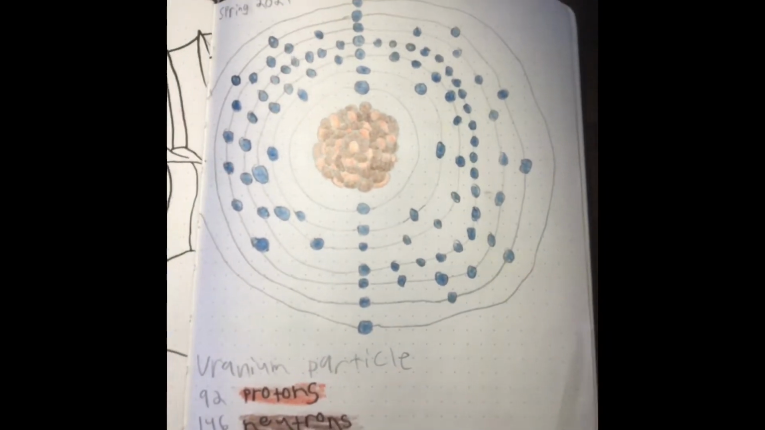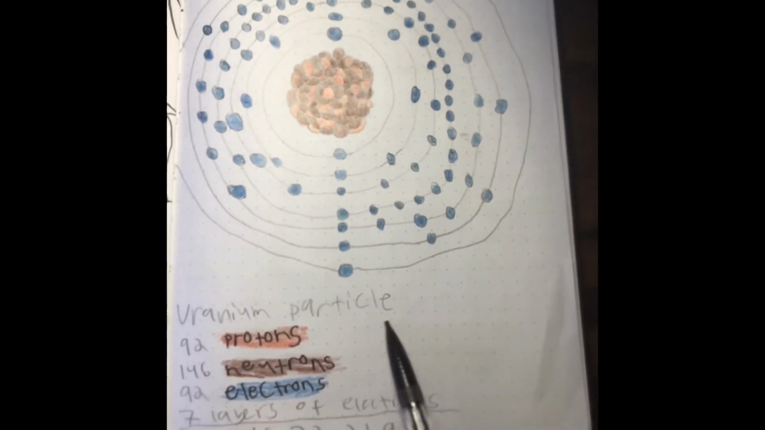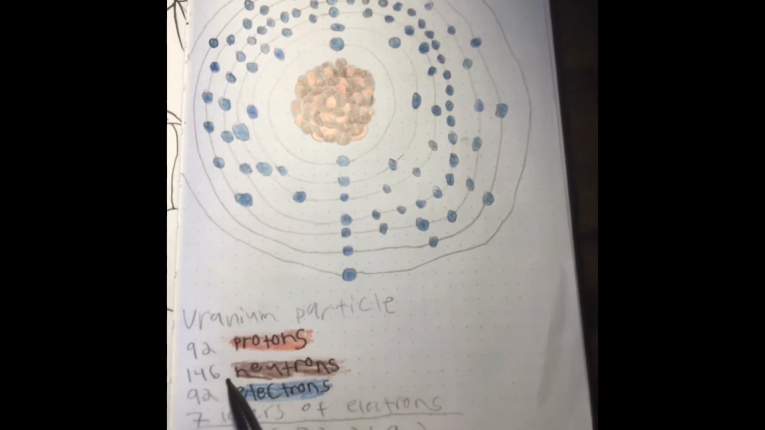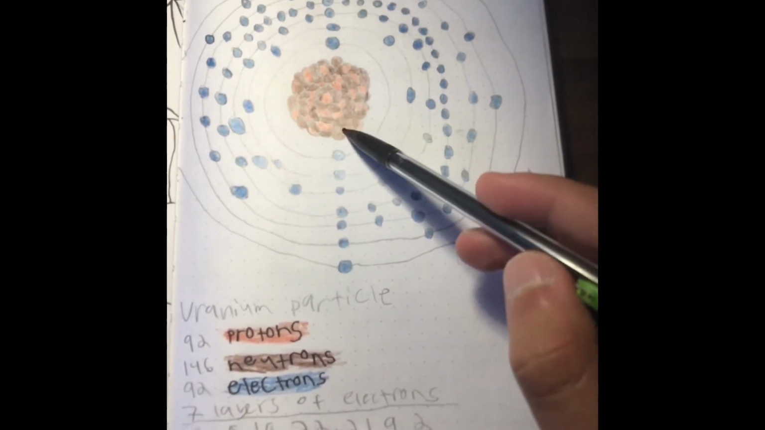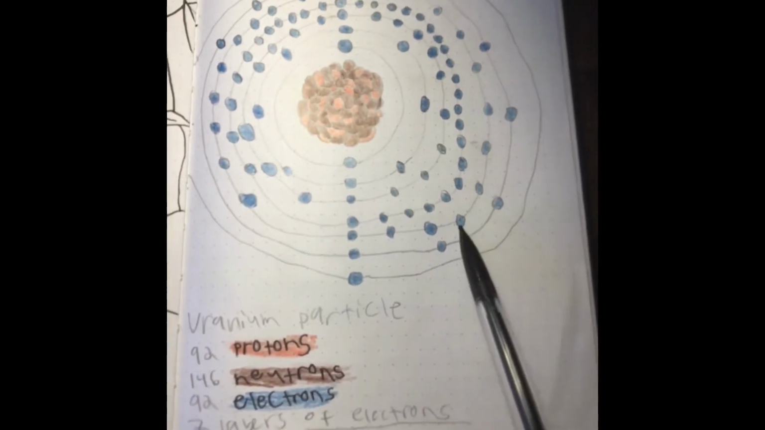So this is the project where I got to choose any element from the periodic table. I chose uranium. So this is a picture of a uranium particle. It has 92 protons and 146 neutrons in the nucleus and 92 electrons orbiting.